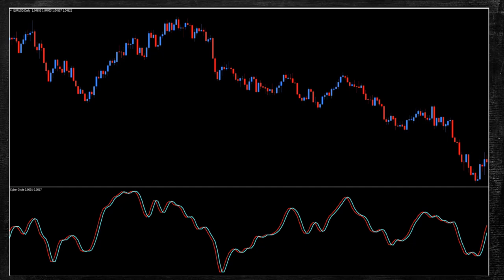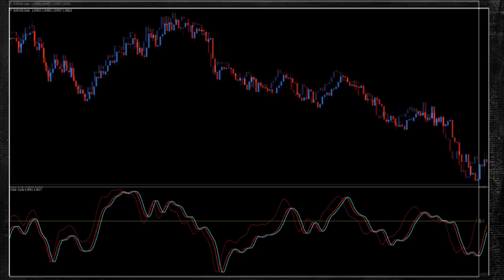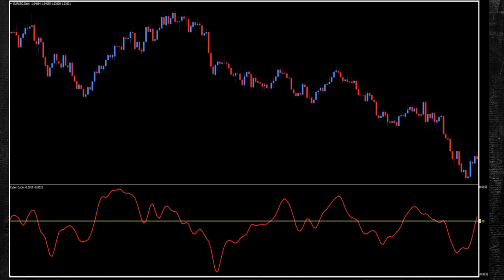So we did smooth it out, but then we also added a zero cross, and we just got better results like this. So for posterity, when the red line crosses and closes above the zero cross yellow line, that is your signal to go long. And when it does the opposite, that is your signal to go short. Quite easy. Now let's go ahead and see how it actually performed.